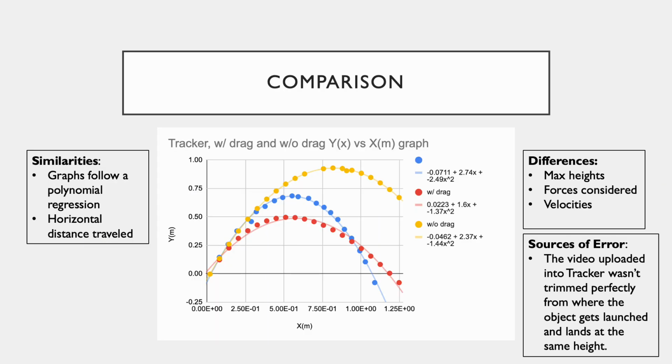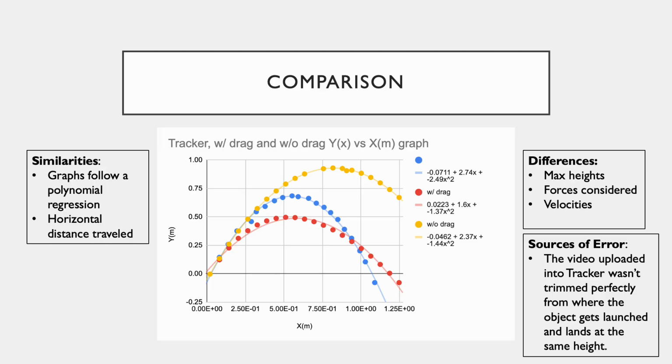Between the three graphs, they were similar because all graphs followed a polynomial regression and the object traveled approximately the same horizontal distance. However, in the y direction, all three graphs had different maximum heights. The graph in the modeled prediction without drag had the highest maximum vertical height, likely because it considered the least amount of forces. The tracker graph had the next highest vertical height, followed by the modeled prediction of the graph that did consider drag. Additionally, the velocities were all different, as shown with the different equations to depict the trajectories.